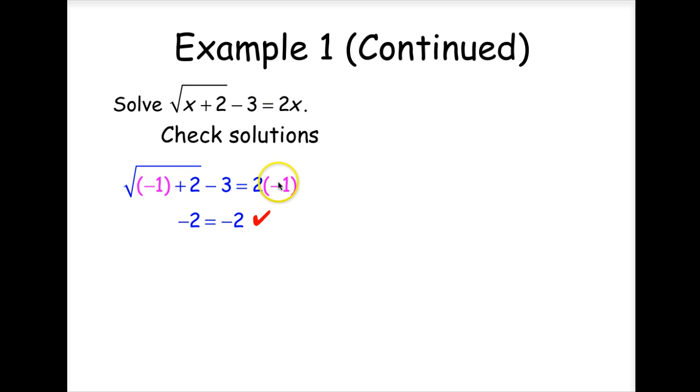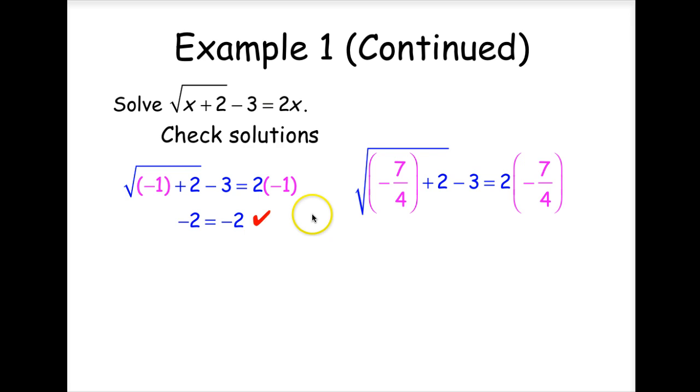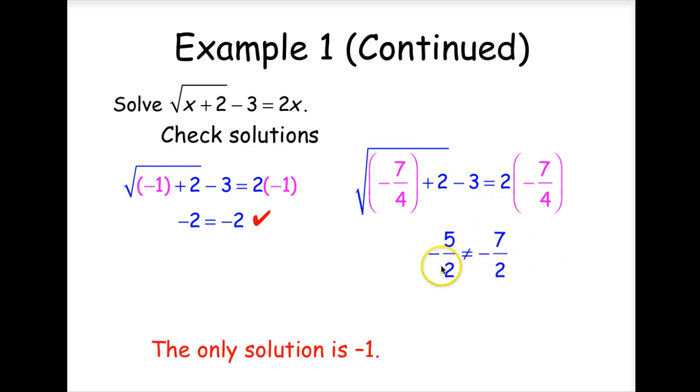Plug in a -1, or substitute -1 in for x, we get -2 is equal to -2. True statement. -7/4, when we substitute it in for x, we do not get a true statement. So the only solution to this one is -1.